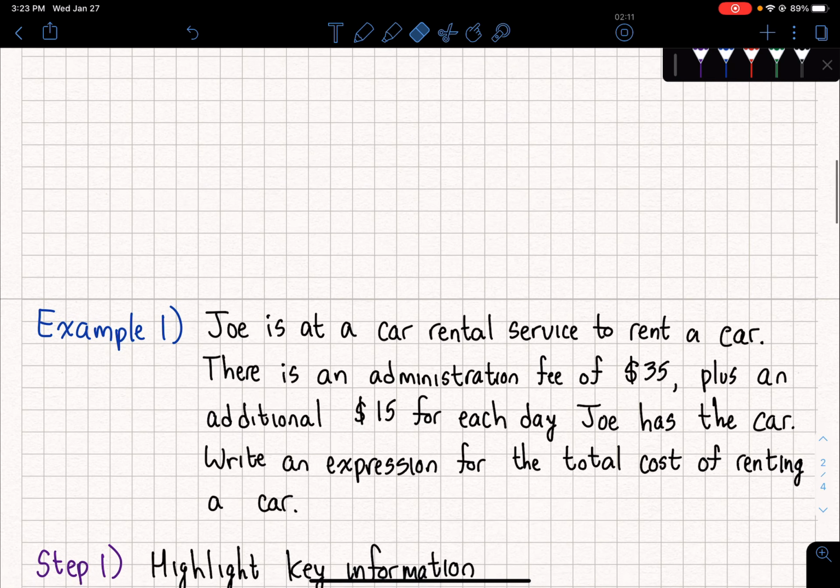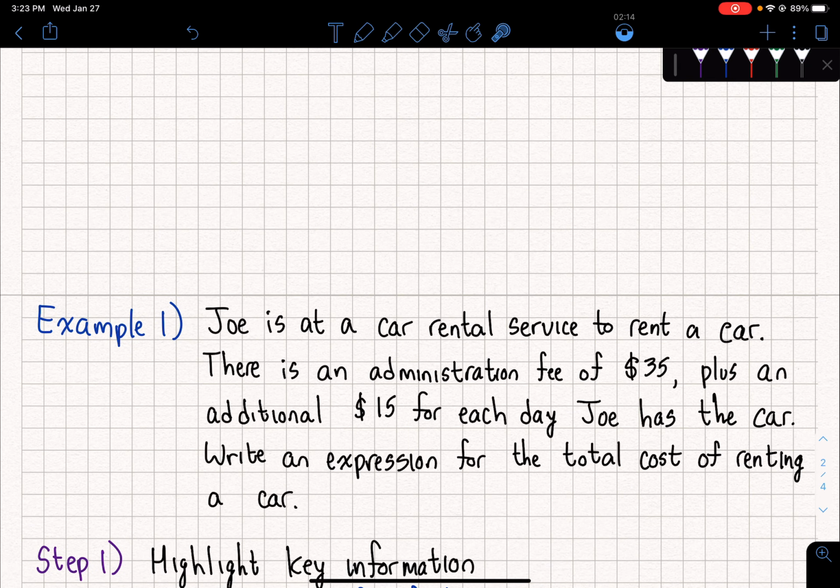So in this problem here, I'm going to walk you through the steps on how we can express this mathematically. This problem reads, Joe is at a car rental service to rent a car. There is an administration fee of $35 plus an additional $15 each day Joe has the car. Write an expression for the total cost of renting a car.